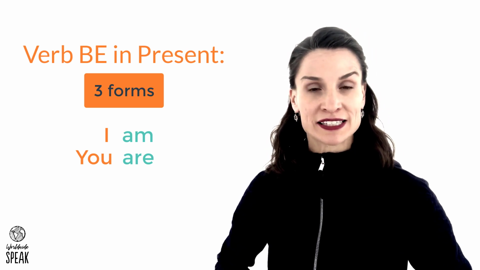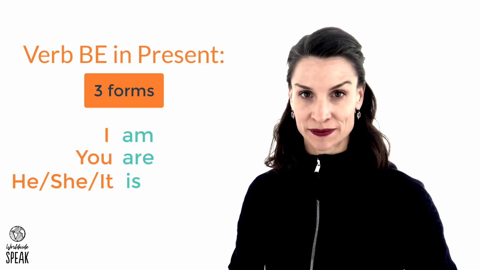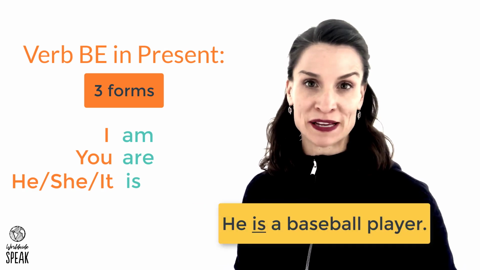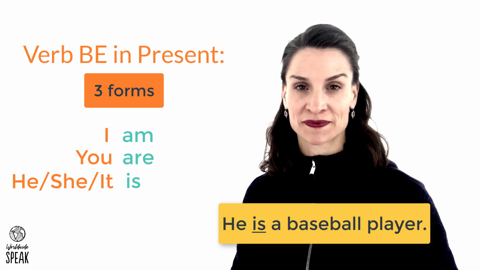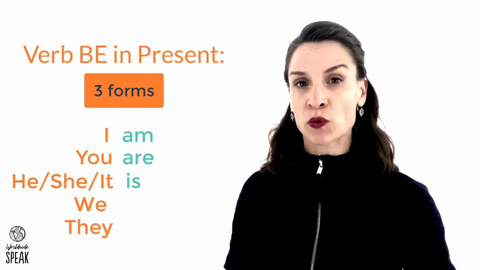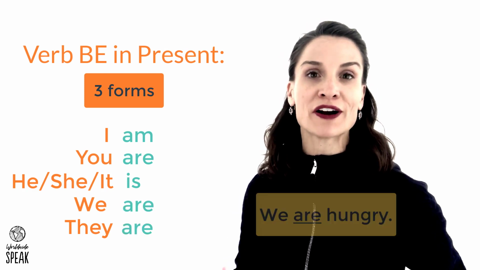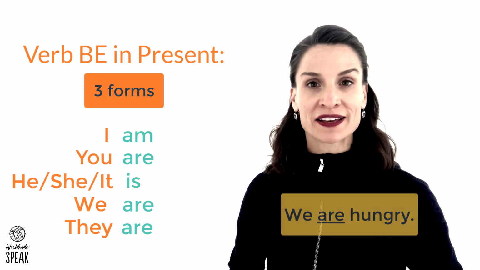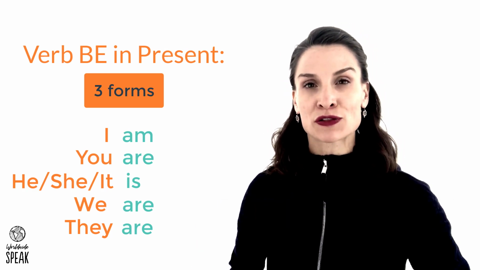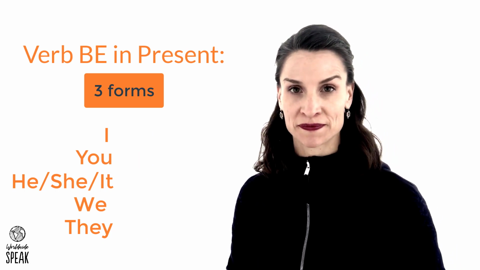With he, she, and it, we use is. For example, he is a baseball player. With we and they, we also use are. For example, we are hungry, or they are in the living room. So those are the three forms of the verb be for the present.